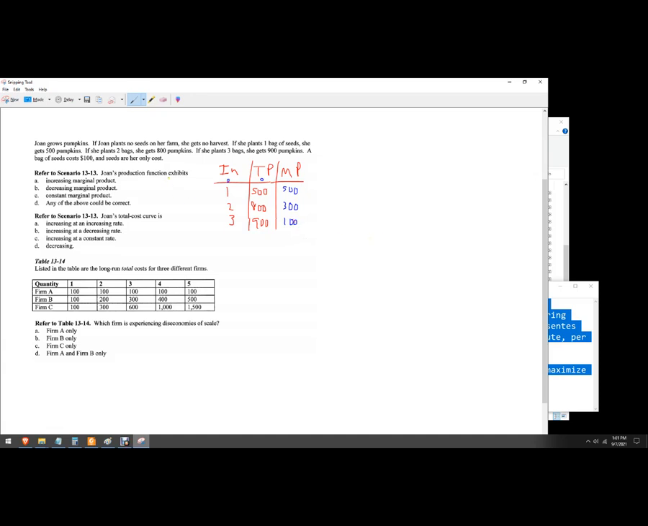She's running out of space for her pumpkins. So her production function exhibits decreasing marginal product. She's getting lower marginal product the more her inputs increase.